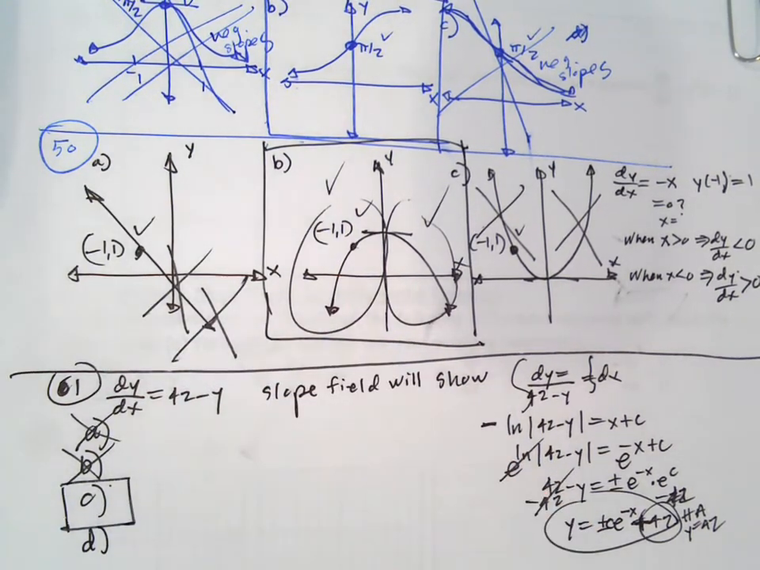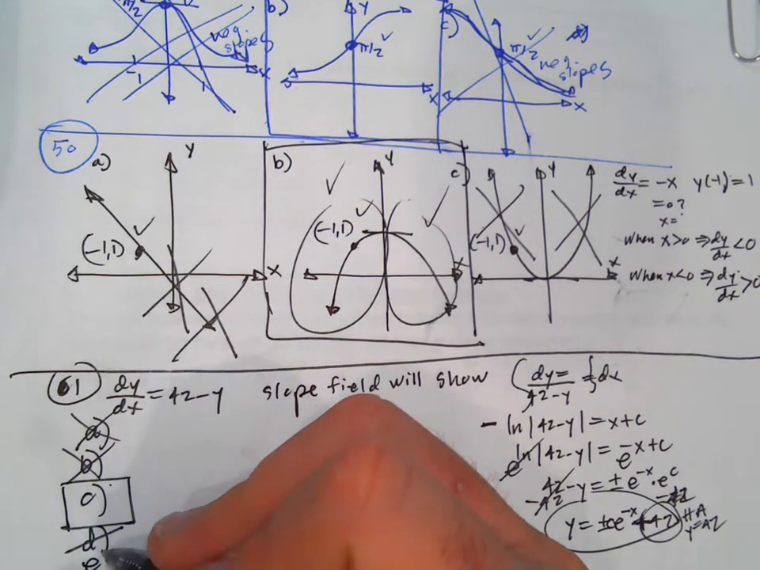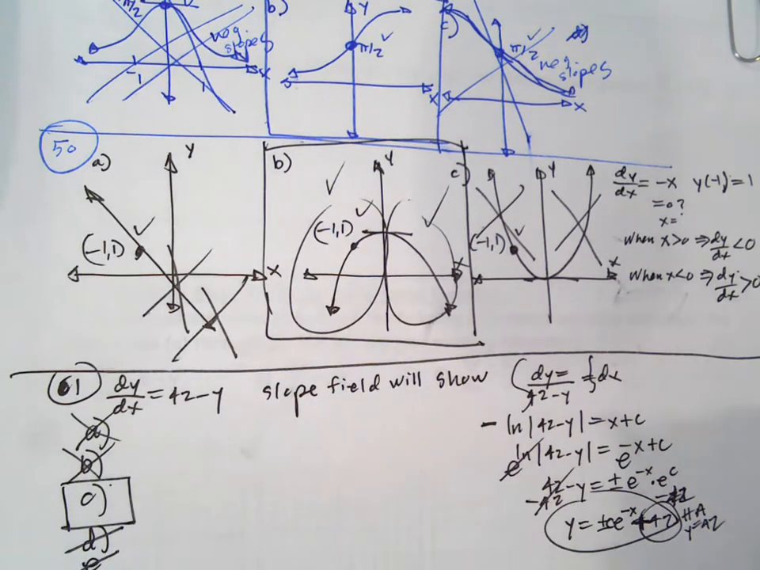We could just check D and E. D says family of parabolas. No. E says family of parabolas opening left. No. It's a family of exponentials.